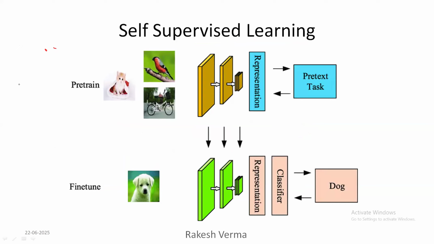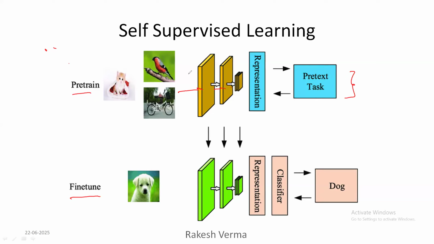So you can see this one. We have some pre-trained data. This is the image of, for example, a cat, parrot, and bicycle. We give these images, perform the convolution operation, max pooling and other operations, and then represent the pretext data. This is represented as some sort of text data. Then we fine-tune this model on the images of the dog.